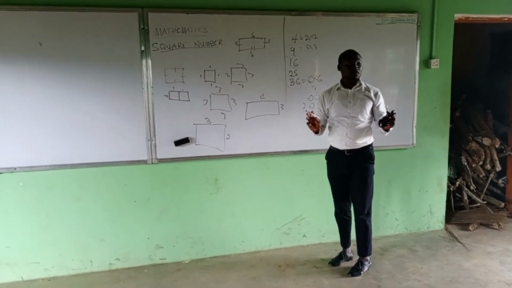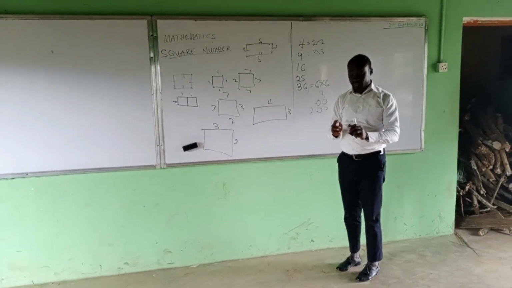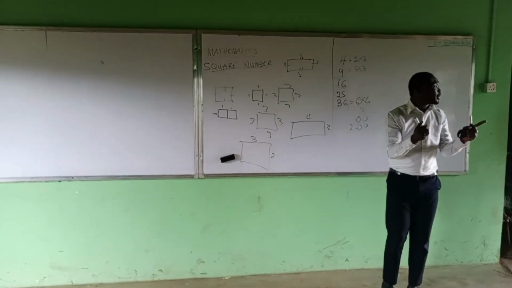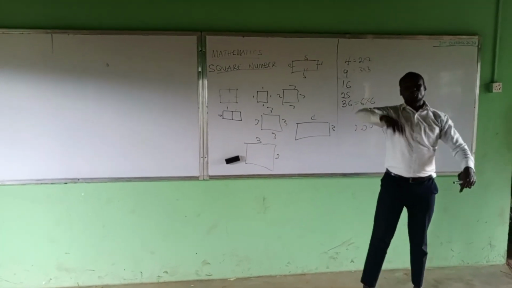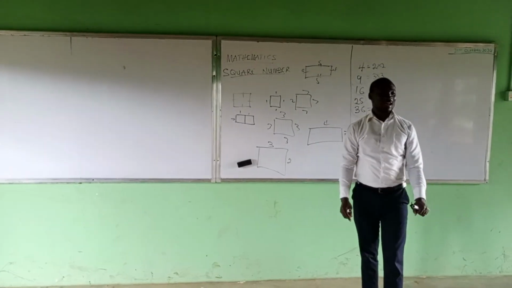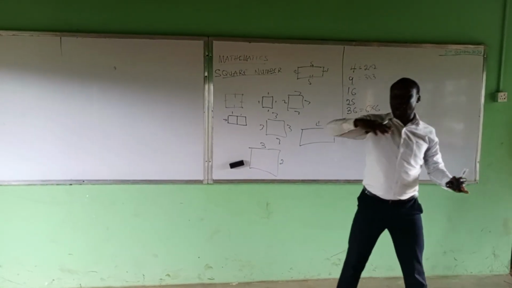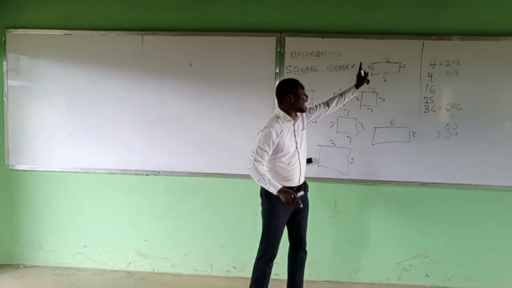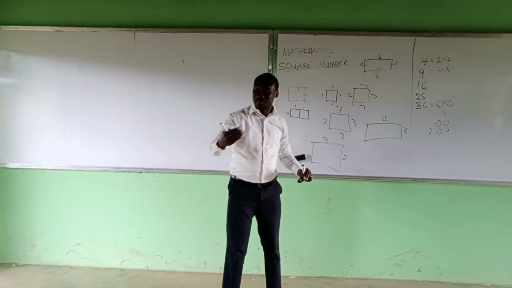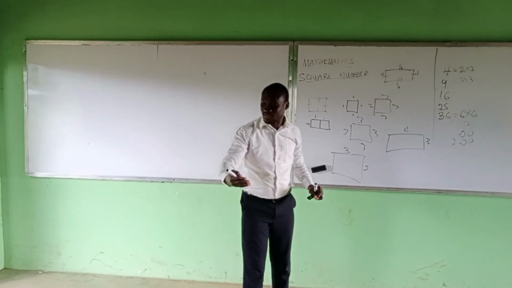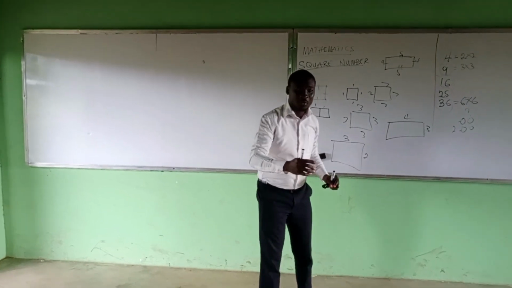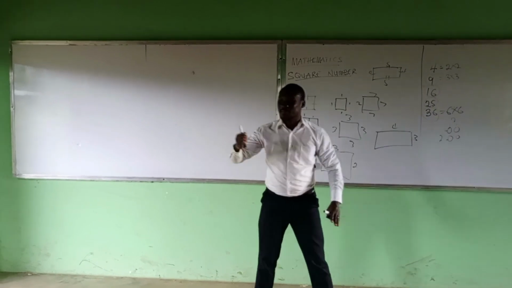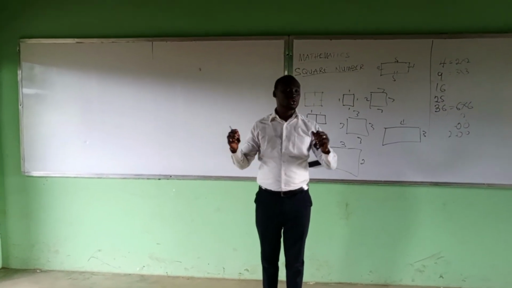Square numbers. Now, let's know that whenever we multiply a number by itself, we have a square number. So 2 times 2, 3 times 3, 4 times 4, 5 times 5, 7 times 7, 8 times 8, 9 times 9.